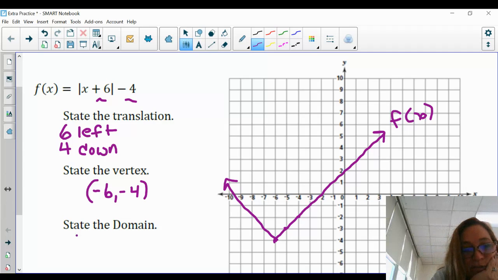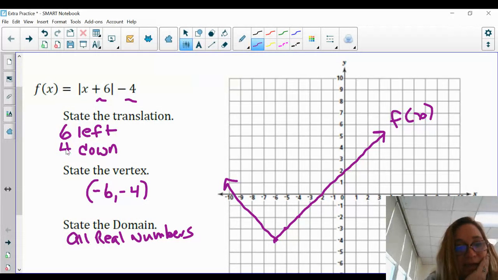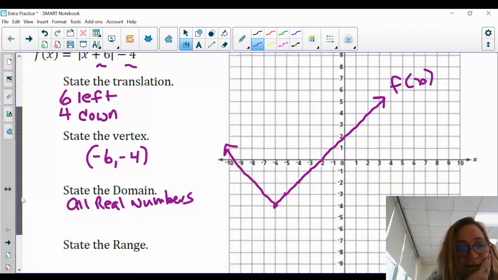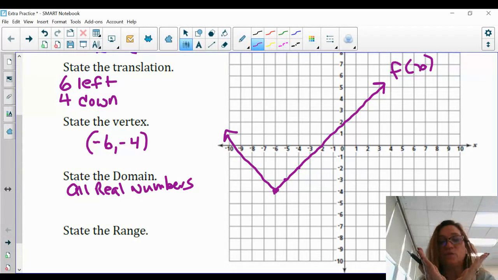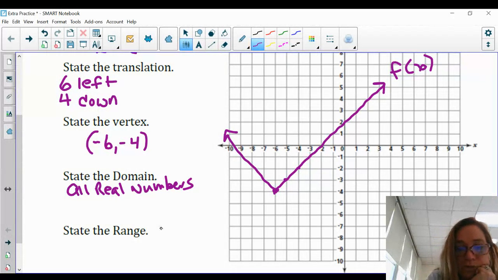So now the domain would be all real numbers because it has double arrows. All right, all real numbers. And then the range, you see this is a minimum point. Anything at the bottom of something, that's called a minimum. So the range would be y is greater than or equal to -4. You could also write that like this, -4 to infinity.